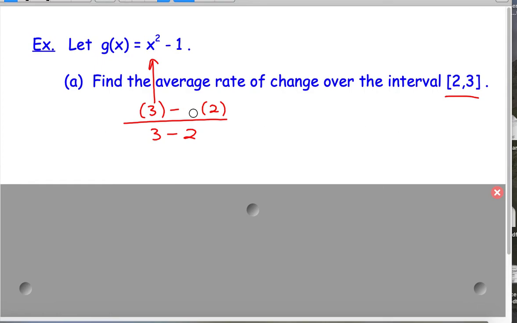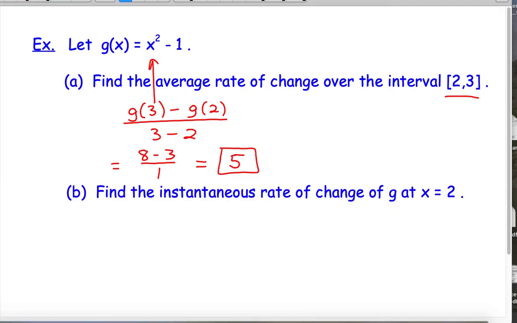For this function, g of 3 is going to be 9 minus 1, which is 8. g of 2 is going to be 3, and then 3 minus 2 is 1. So we get 5 over 1, or just 5. So that's the average rate of change over that interval 2 to 3. Now find the instantaneous rate of change at 2.